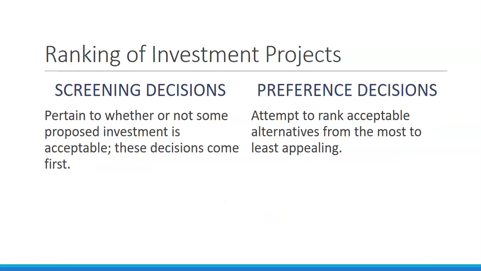When we're ranking investment projects, we try to rank alternatives from the most to the least appealing. When we're just doing screening decisions, we are looking for whether or not some proposed investment is acceptable. So first, we're going to screen them. We get a whole bunch of proposals, and first we're going to screen them to make sure that they meet our minimum requirements for rate of return, payback period, and investment decisions. And then we start ranking them according to preference.